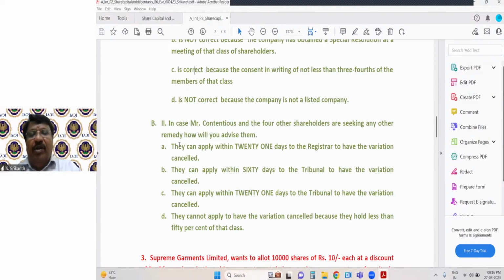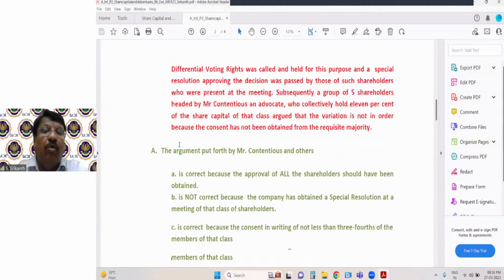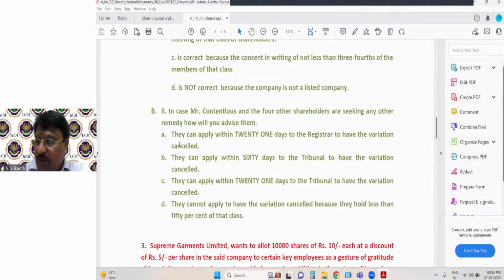They cannot apply to have the variation cancelled because they hold less than 50% of that. See, in the earlier question, you had the information that together they are holding more than 10%, 11%. So what is the answer? See, you can go by the elimination process in MCQs. Registrar has no power to do this. There is no rule about 50%. So it should be either B or C.